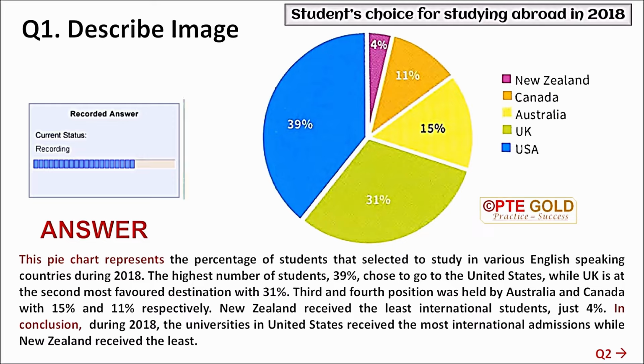New Zealand received the least international students, just 4%. In conclusion, during 2018, the universities in United States received the most international admissions, while New Zealand received the least.